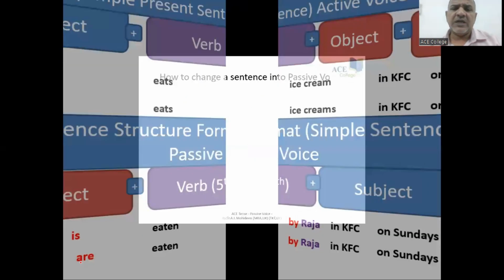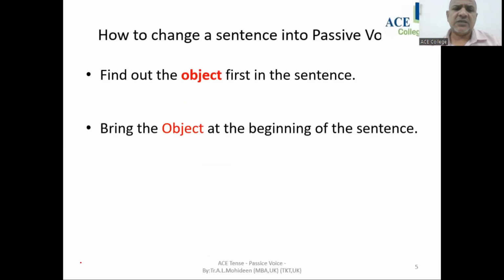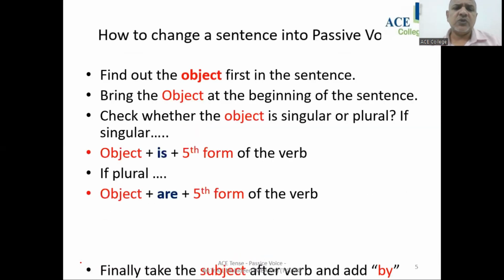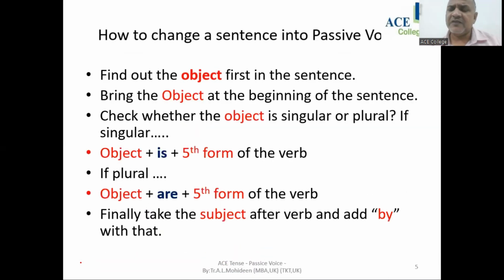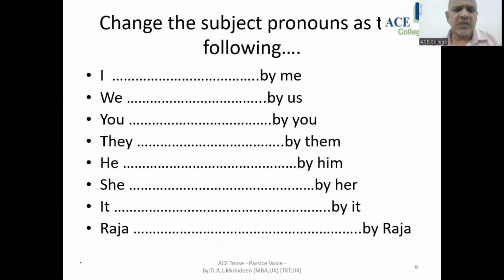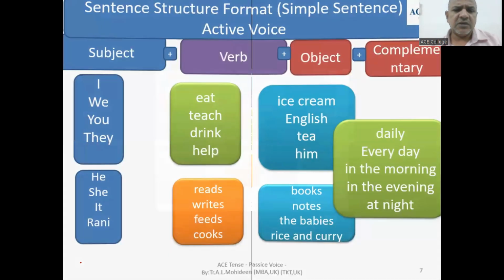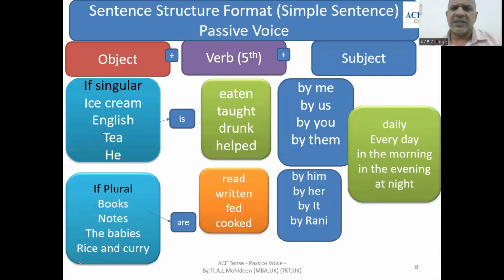Now, if you are going to write the passive voice for continuous tense, then you need to understand the difference between the simple and continuous. Extra, you are going to add "being". Okay, we will see that one. Right. This is the example.